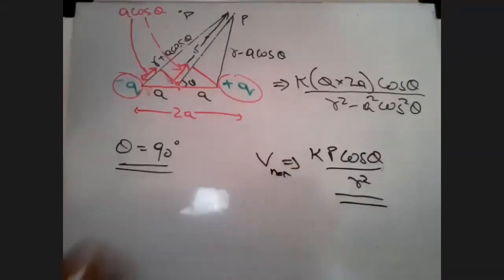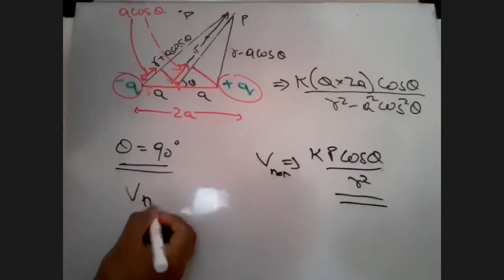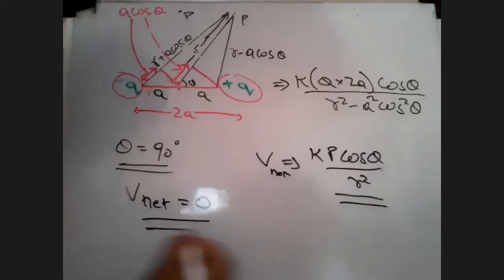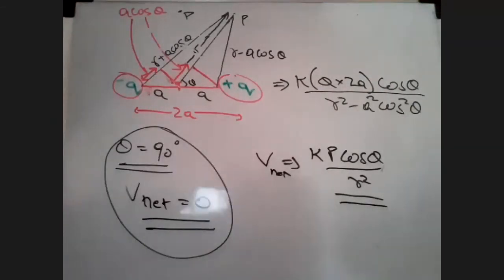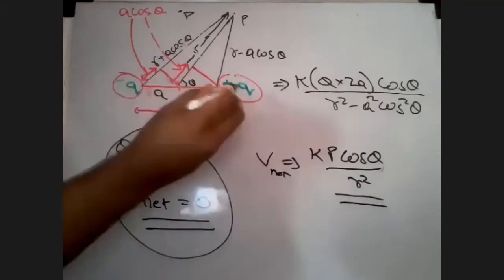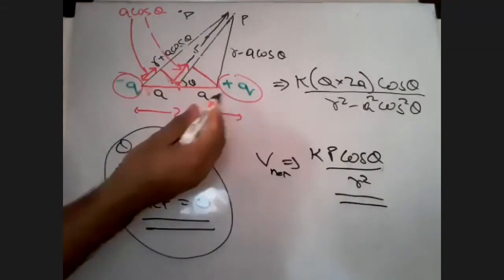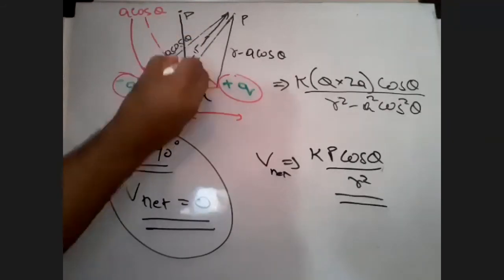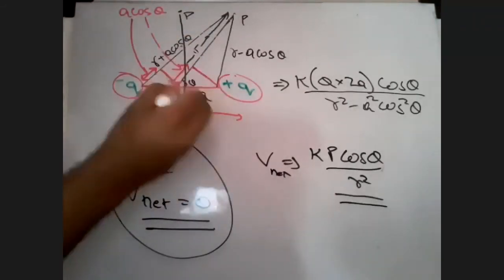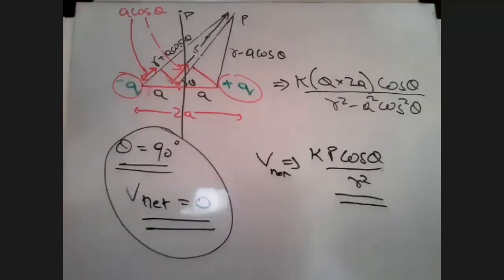0. So the potential V net is going to be equal to 0 at theta equal to 90 degree. This is an important thing to understand. If there is a point right at the axis of this dipole and it bisects the axis, and the angle between that axis and the dipole is 90 degree, then at every point on this axis, what is potential going to be? Potential is going to be 0.